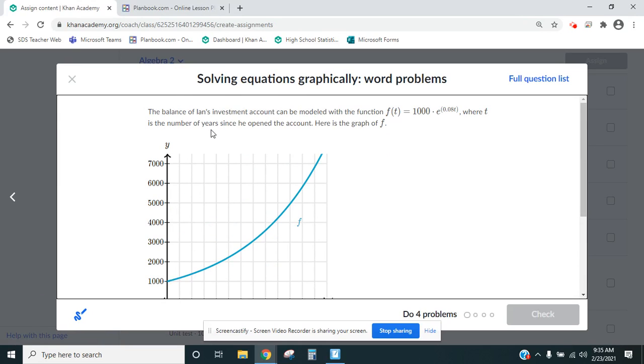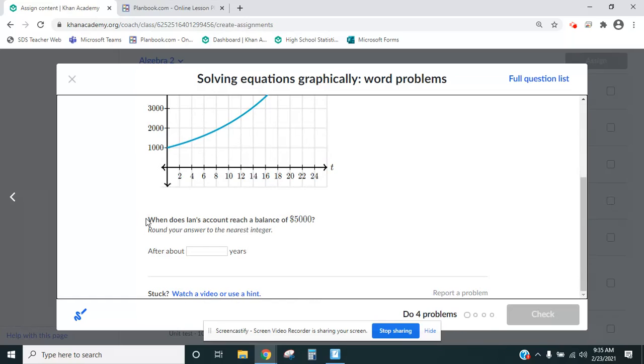All right. The balance of Ian's investment account can be modeled with this function. If they didn't give us this graph, where could we find this graph? Desmos. We can use Desmos for any kind of graphing, things like this. It says where T is the number of years since he opened the account. Here is the graph of F. The question is, when does Ian's account reach a balance of $5,000?